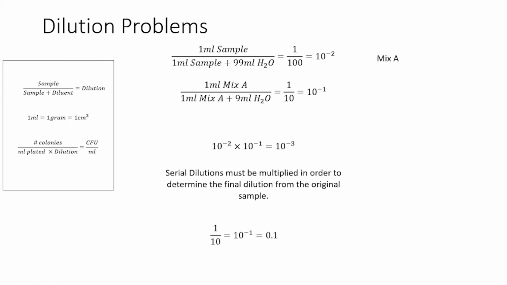But we care about what that is from the original sample, right? We don't care how dilute this is from mix A. We care about how dilute this is from our original sample. So to do that, we multiply these exponents together. When you multiply negative exponents together, you just add them. So that becomes a 10 to the negative 3 total dilution. So each time you go down, you have to multiply them together to add them all up.